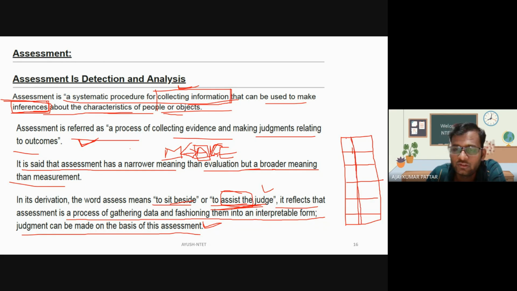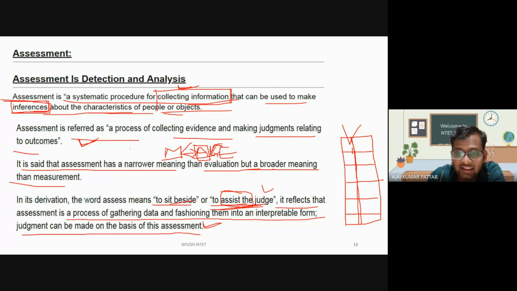In parallel, if you think about biostatistics also, there is a concept called data presentation and data analysis. In similar lines, we can understand these things. Data presentation is also there, and after that only we will analyze. So before giving the judgment, the data should be gathered and fashioned into interpretable form. This process is called assessment.